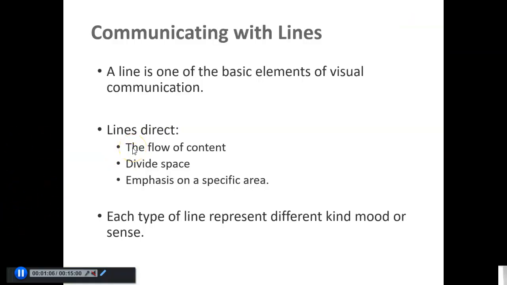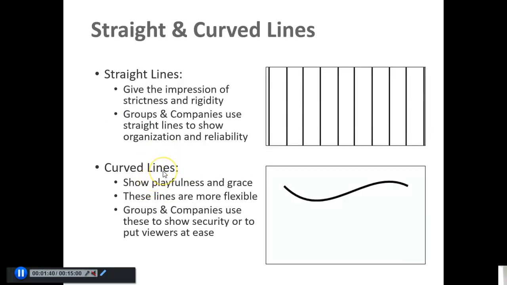So, communicating with lines. Line is one of the basic forms of visual communication. Lines direct the flow of content, divide space, and put emphasis on a specific area. Each type of line represents a different kind of mood or sense. When you look at big, bold lines, they can give you a different feeling compared to regular lines, lighter lines, or curved lines, for example. So let's take a look at some of these lines and see how they play a difference. Straight lines are really interesting.